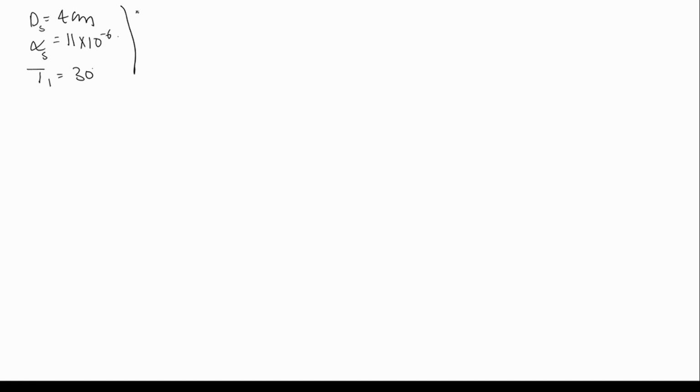And the diameter of the brass rod is equal to 3.992 centimeters. Alpha of the brass rod is equal to 19 into 10 to the power of minus 6. And T1 of this rod is also 30 degrees. We need to find the common temperature. We'll take the common temperature as T2, where both the rods can just slide on each other.